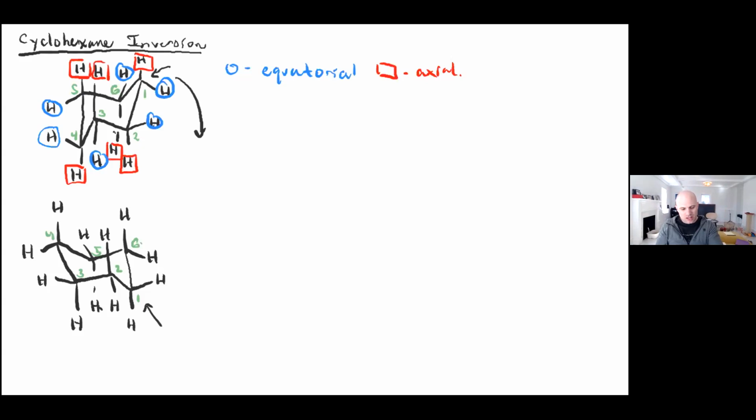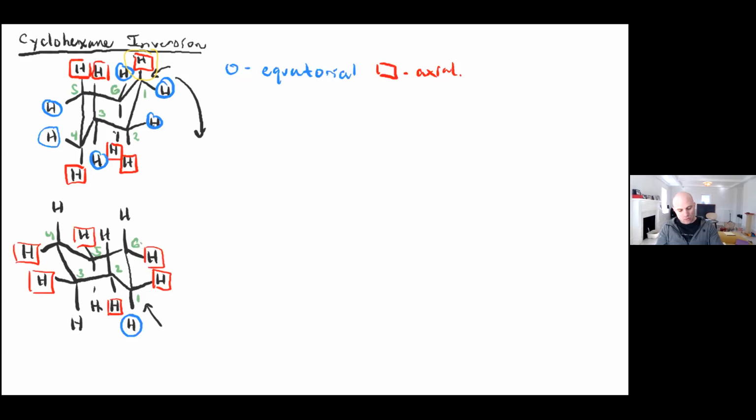The boxed H that is axial is on top in the top structure here. That one still needs to stay above the equatorial hydrogen that I've circled. If you follow those down as I'm pulling C1 down, the boxed one ends up here and the circled one is pointing down now in an axial orientation. And that is true for every carbon atom. So everything that is axial in the top structure is now equatorial in the bottom.